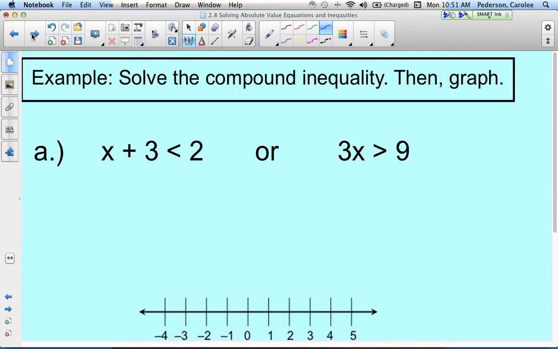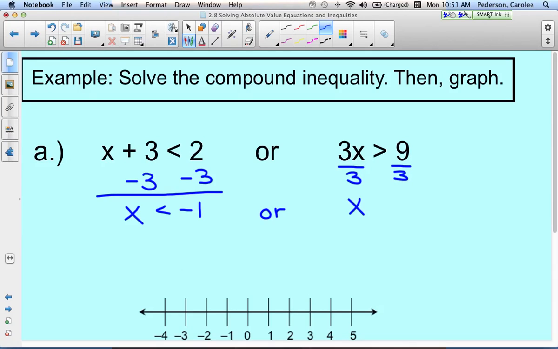So here's an example of a compound inequality. We have two pieces. We have x plus 3 less than 2 or 3x greater than 9. And we want to first solve those inequalities separately and then graph them on a number line together. So in this first piece, we want to subtract 3 from both sides. So we get x less than, and now 2 minus 3 is negative 1. Or, on this side, I want to divide both sides by 3, and I'm left with x greater than 3.